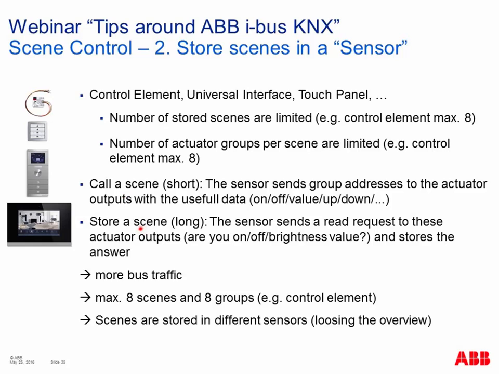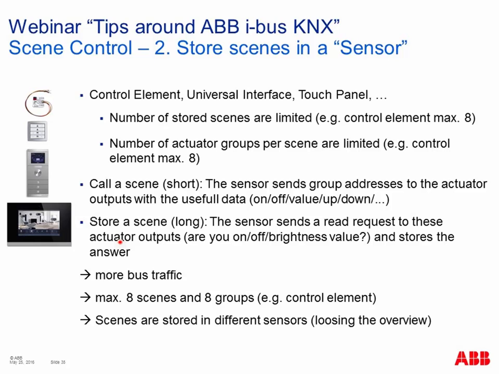A nice feature is, for example, to allow the customer to store the scenes. So with his standard push button he can drive the shutter to a position, he can dim darker or brighter or switch off, and then the end user can press one rocker long. Long means the sensor sends a read request to the actuator, and the actuator responds with an answer telegram. And this answer, the actual status, is stored in the sensor in our scene control element. So this is a comfortable function.